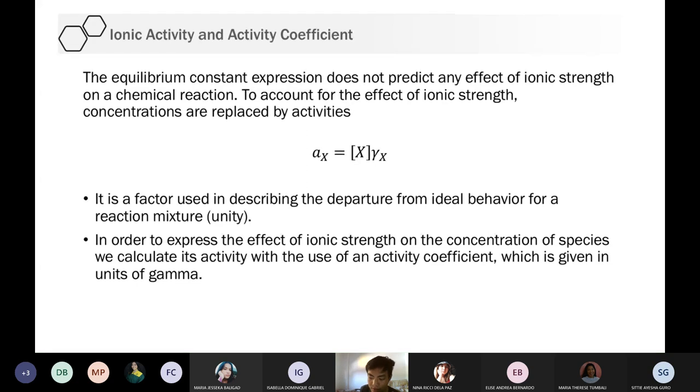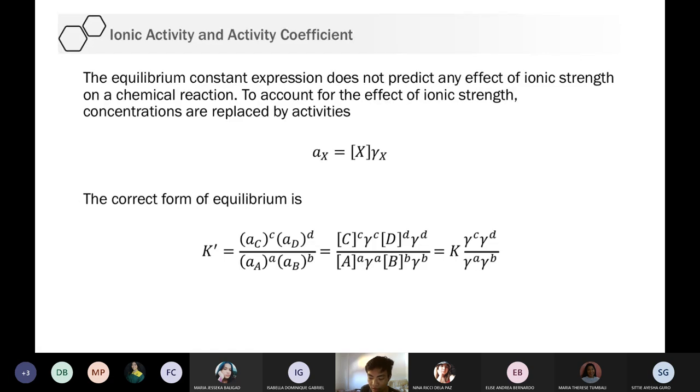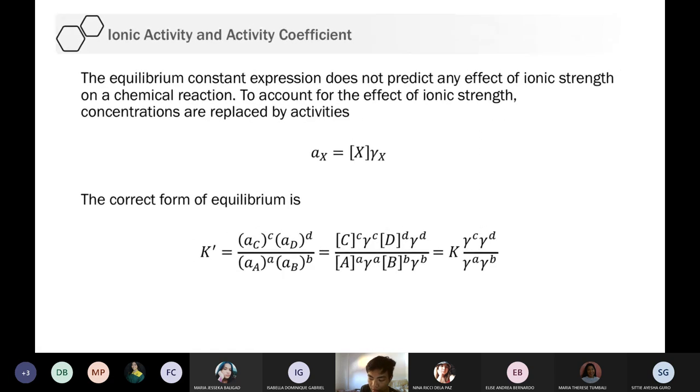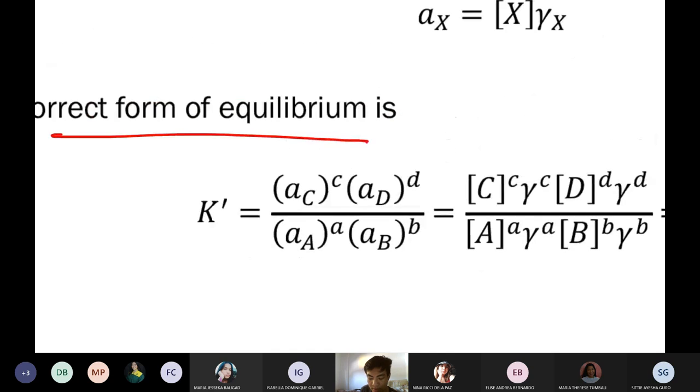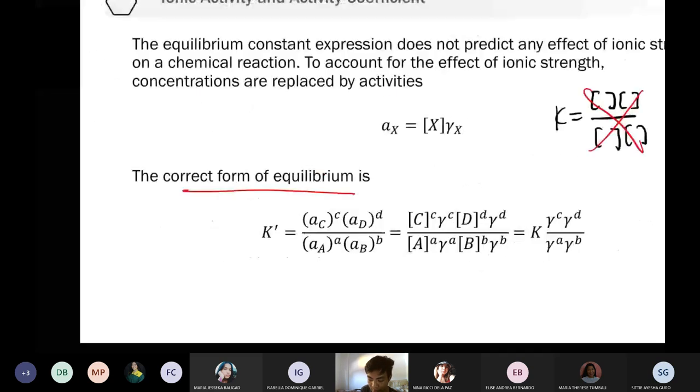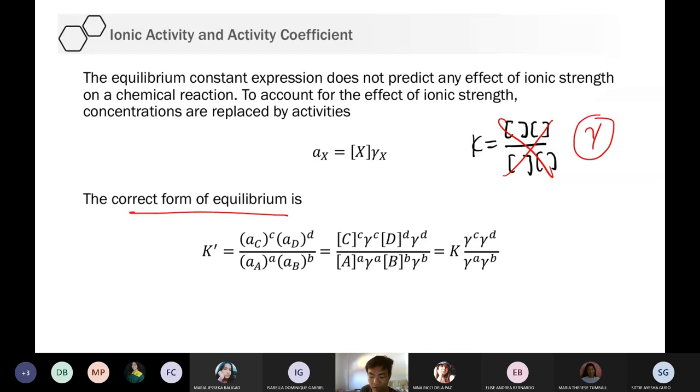Okay. So that means, in writing the equilibrium constant, hindi lang dapat siya K equals concentration stuff. Okay. Hindi lang dapat siya concentration stuff. No, bakit? We are neglecting the gamma, yung activity coefficient. So that's why the more correct form of equilibrium is written as this. That's the new equilibrium constant, K prime. That's equals to the activity of the product over the activity of the reactants. I forgot to type the equation here.